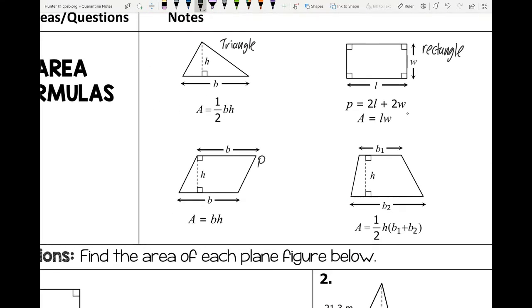This is for a parallelogram next. How do we know it's a parallelogram? We know there are 2 pairs of parallel sides, and those 2 pairs are also congruent to each other. So our area is just the base, and for a base we have a corresponding height. So we multiply the base times the height.